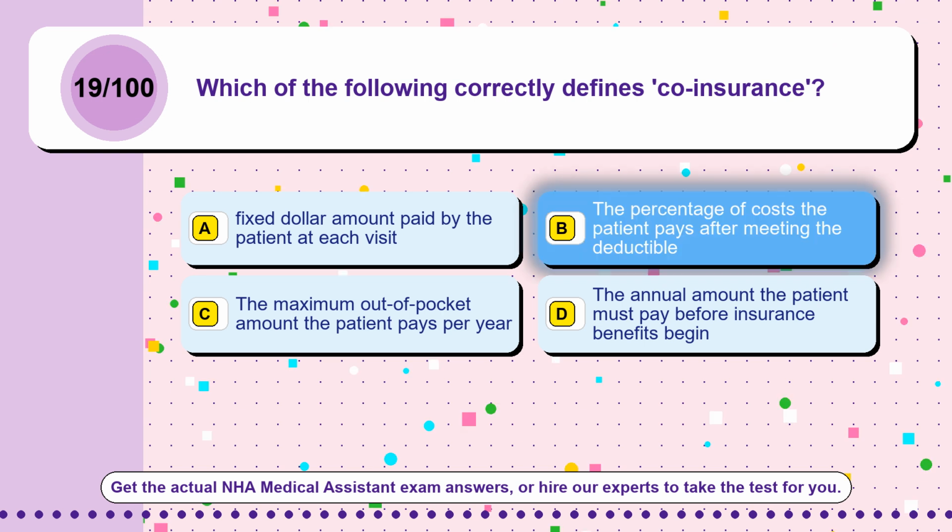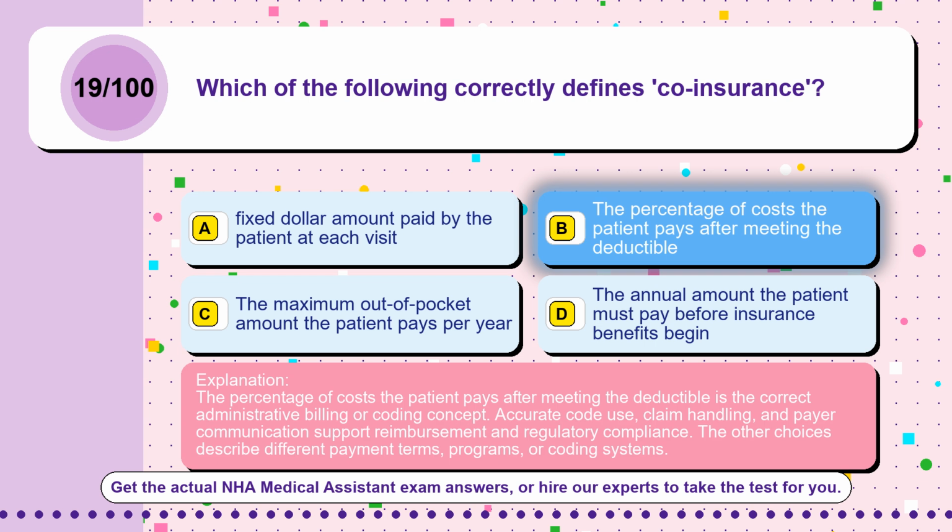The correct answer is option B, the percentage of costs the patient pays after meeting the deductible. The percentage of costs the patient pays after meeting the deductible is the correct administrative billing or coding concept. Accurate code use, claim handling, and payer communication support reimbursement and regulatory compliance. The other choices describe different payment terms, programs, or coding systems.